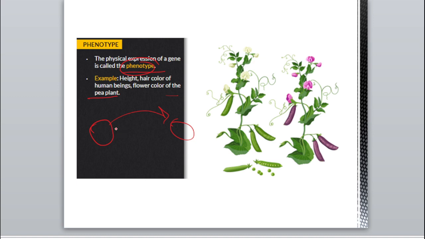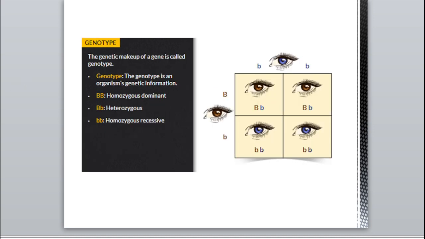In human beings, you must have observed that the offspring is resembling the parent. This is because of the phenotype. This is an example of phenotype that we can see, and this is because of the passing of the trait from generation to generation. But what is genotype?